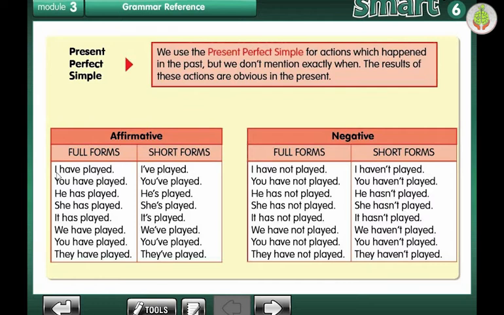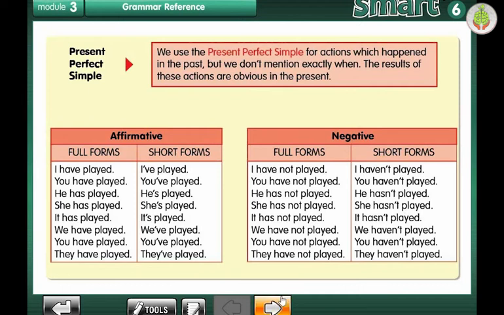All right, so for example, I have played, I've played. That's a short form, I've played. If I want to make it negative, I haven't played. She hasn't played, he hasn't played.